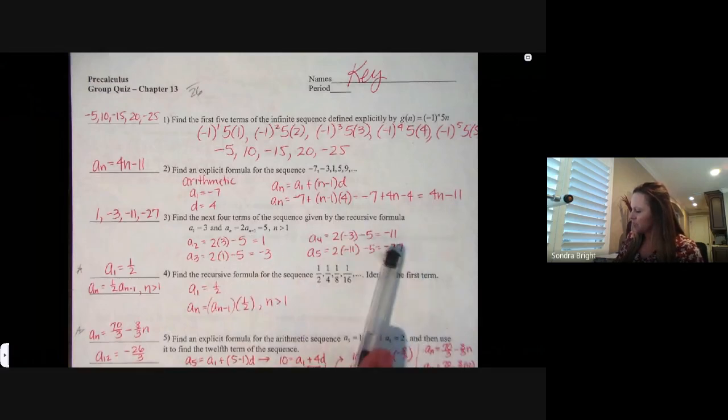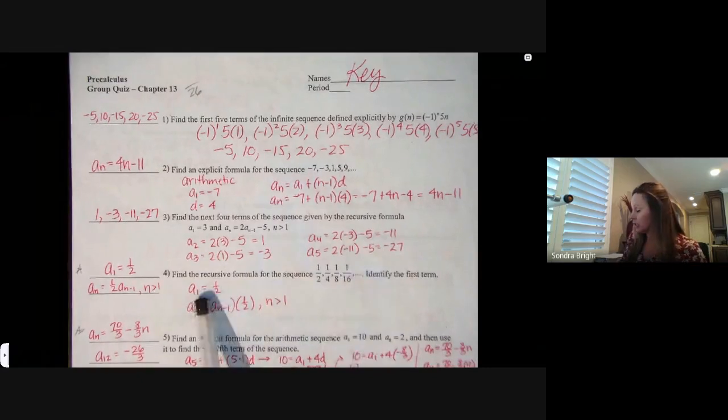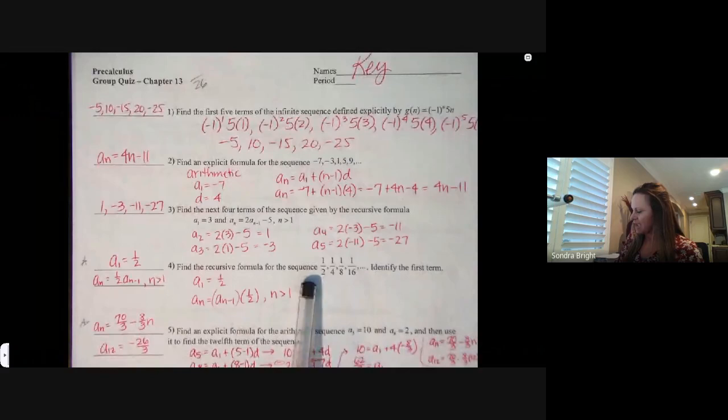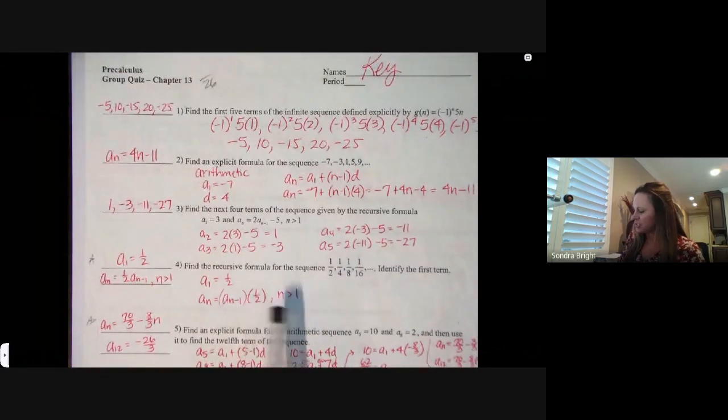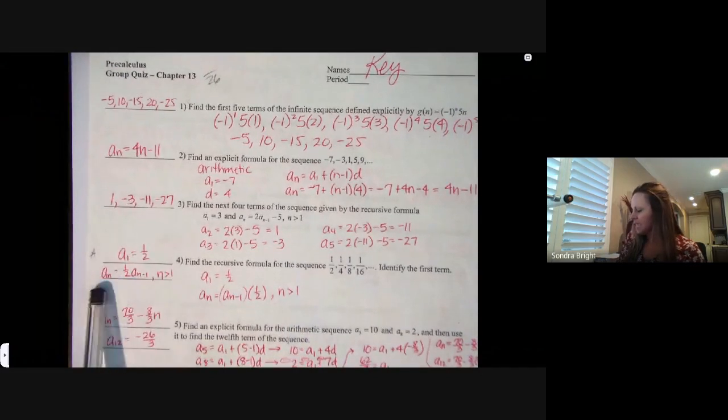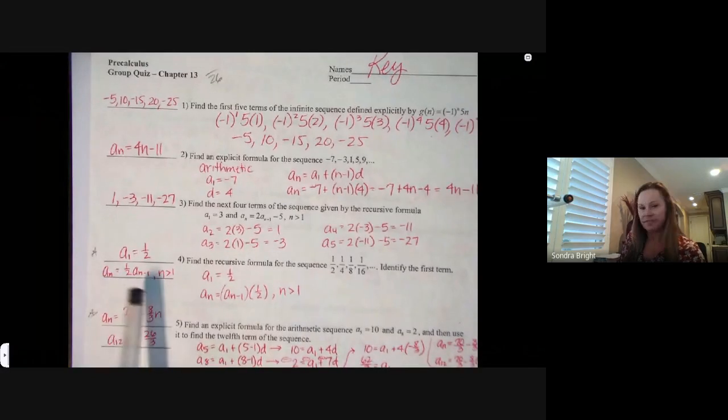Given this sequence, what's the recursive formula for it? So for a recursive formula, you're going to give the first term, which is 1/2, and then each term is obtained by just multiplying the term right before it times 1/2. And so it was a sub n minus 1 times 1/2, and that's for n greater than 1. And then it's just standard to stick that 1/2 in front of there. So you need a sub n equals 1/2 times a sub n minus 1, and then you need the n greater than 1.